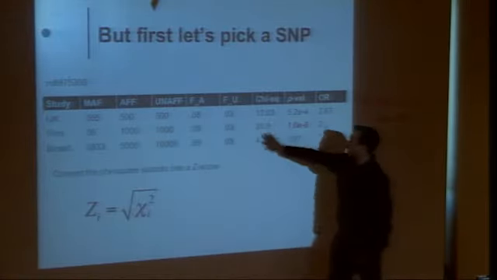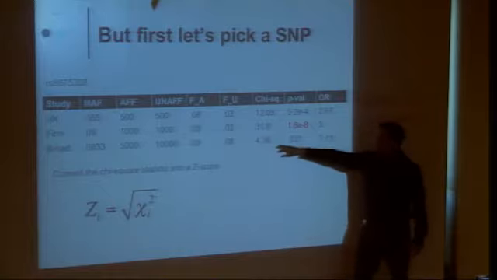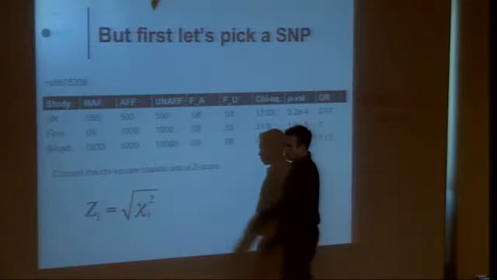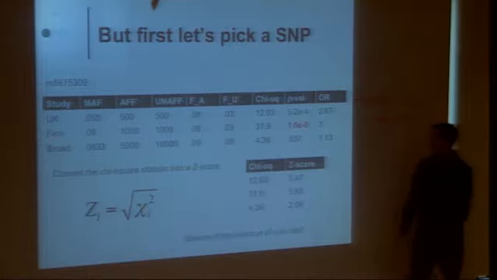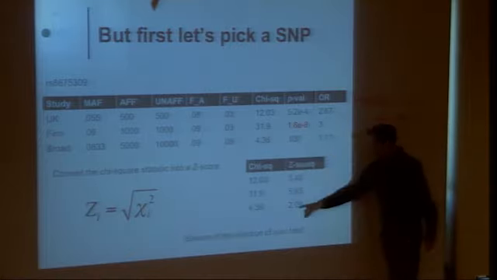What we do is take those chi-squared values that you got from your association statistic, and you take the square root of that. And so now it's normally distributed. So we convert these into z-scores.